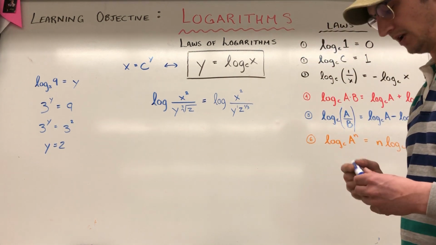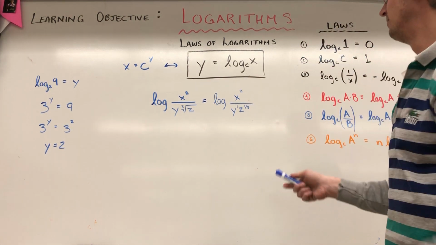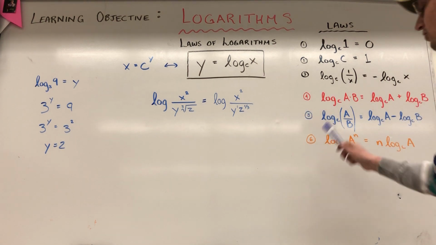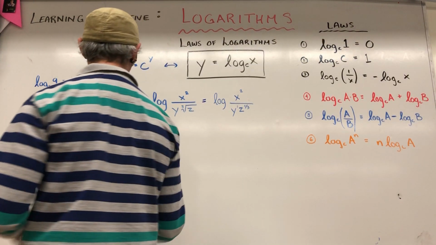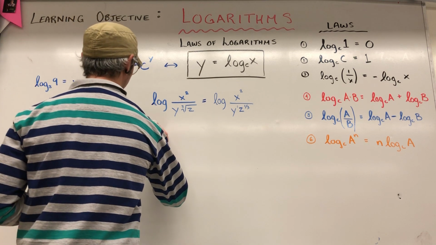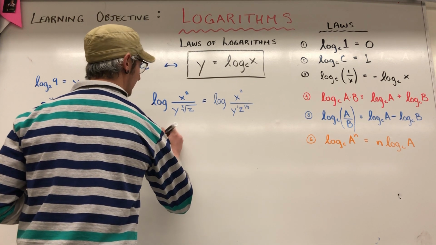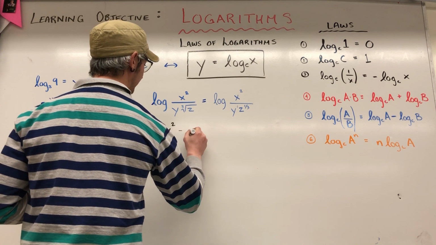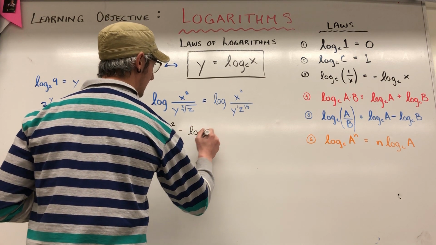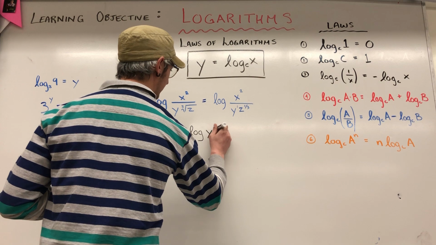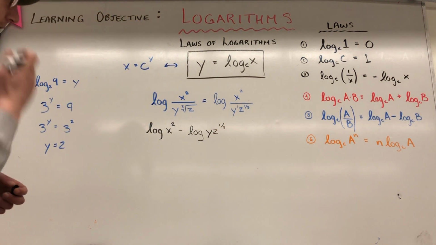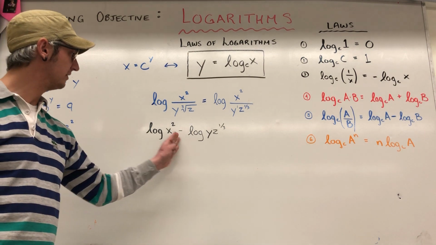Okay, so I'm going to start splitting this up, and in my first case, I want to get rid of that division. I'm going to use my quotient law here. So I get log of x squared minus log of y z to the third. Okay. I'm going to come back to this guy.